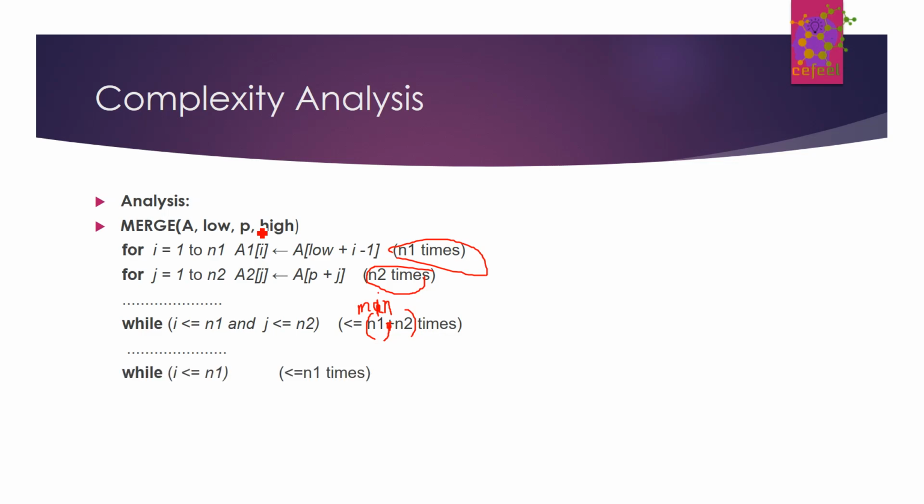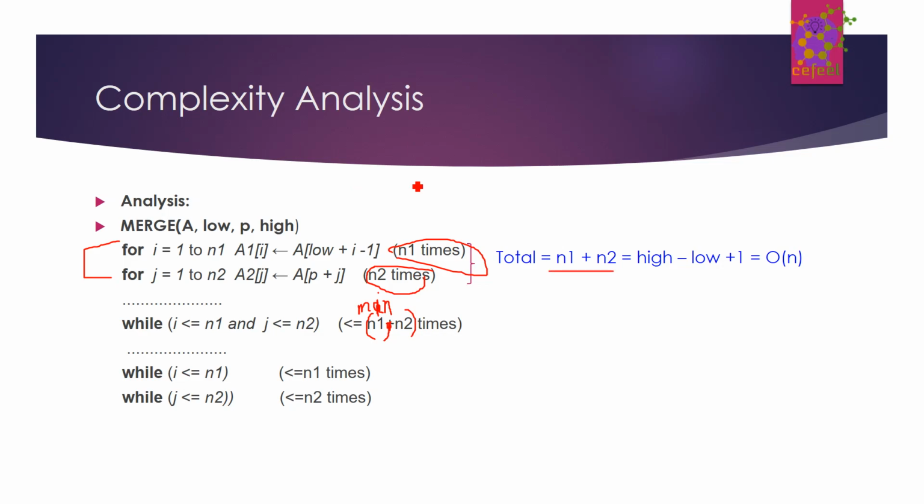Then we had the next while loop which ran about n1 times if i is less than n1, and then n2 times for the j array, though j doesn't start from 0. So what happens is, the first two for loops which we had were doing n1 plus n2 copies, which essentially is just the total size of A, which means it's n, high minus low plus 1, which is just order of n.